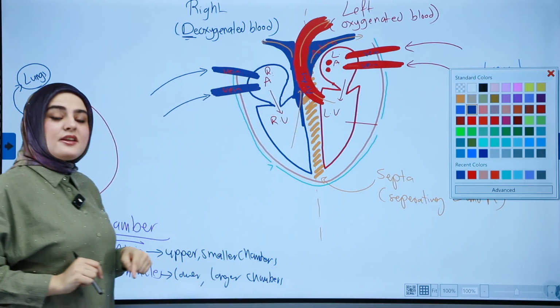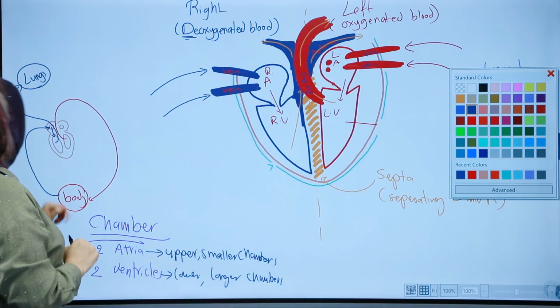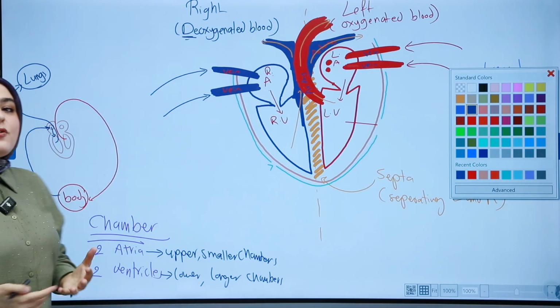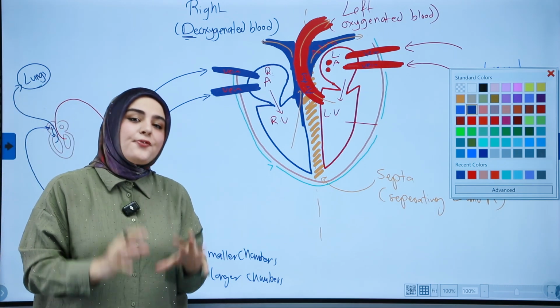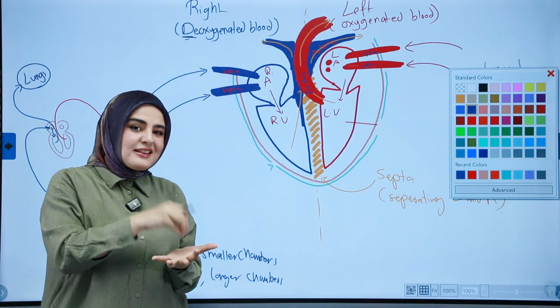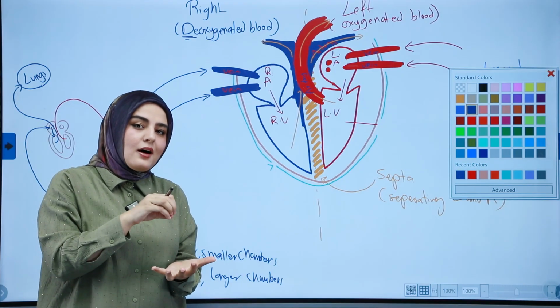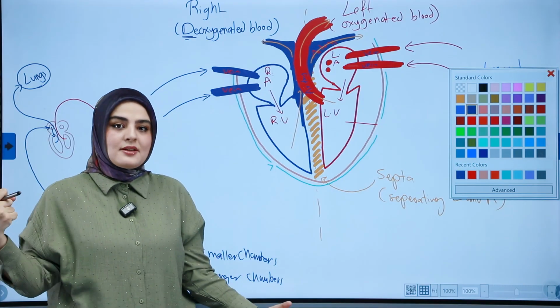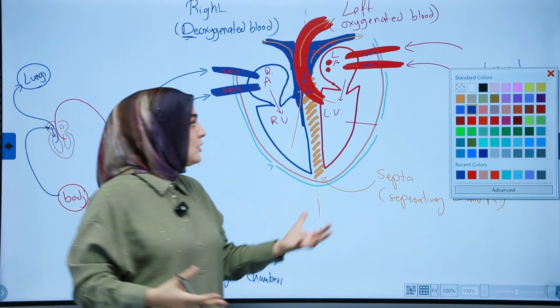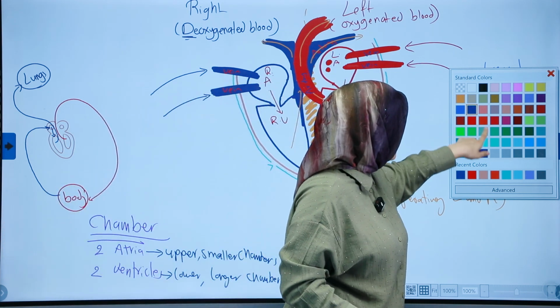Each side is going to take it to a lung. So in the lung, it's getting purified. The lung is going to fill the blood with a lot of oxygen and takes the waste away. What is the waste? The CO2, because CO2 is toxic. We should not have it.